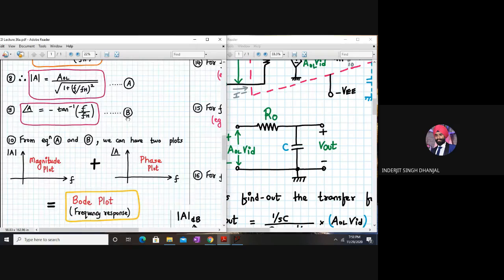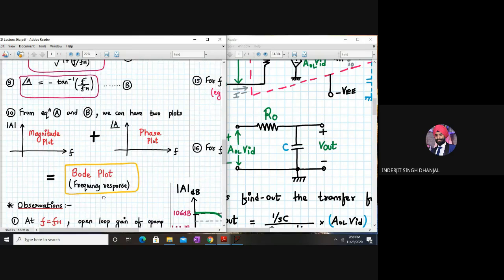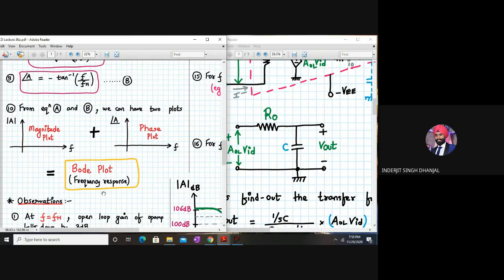And normally what happens is we have two plots representing equation number A and B. Equation A is termed a magnitude plot, which is the magnitude of A versus frequency, and equation B represents the phase plot, which is the phase angle of A versus frequency. If we combine both, the magnitude plot and the phase plot, we get a Bode plot, which is nothing but my frequency response.